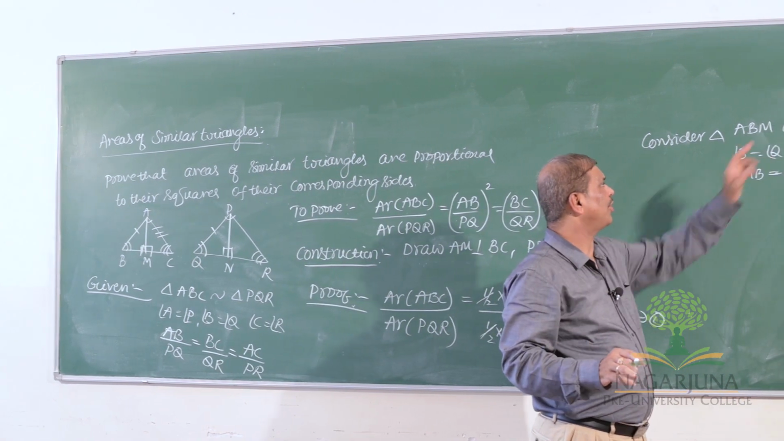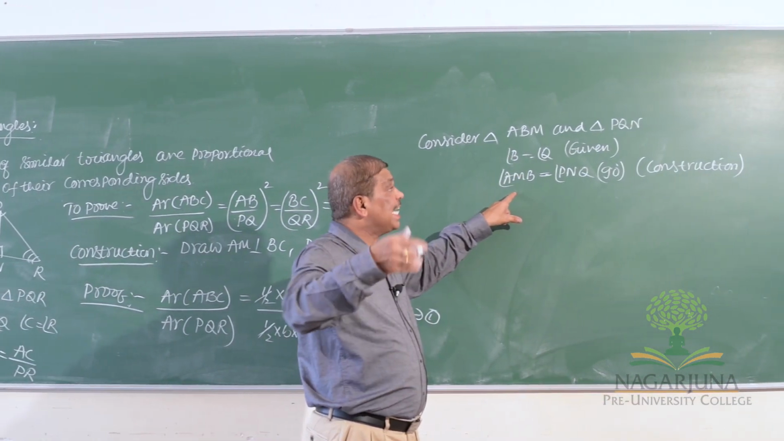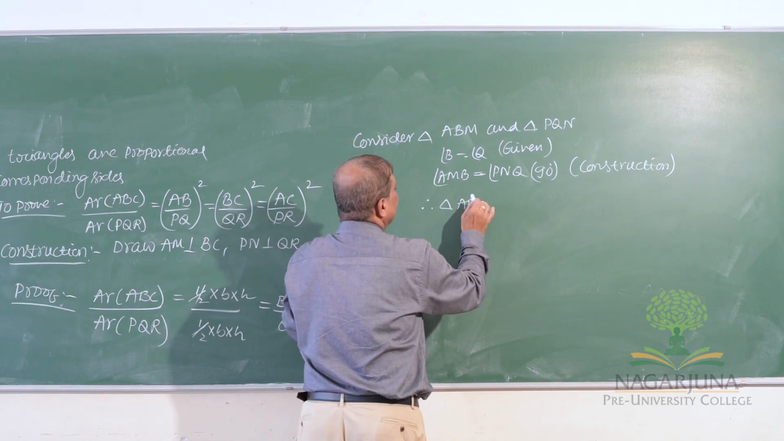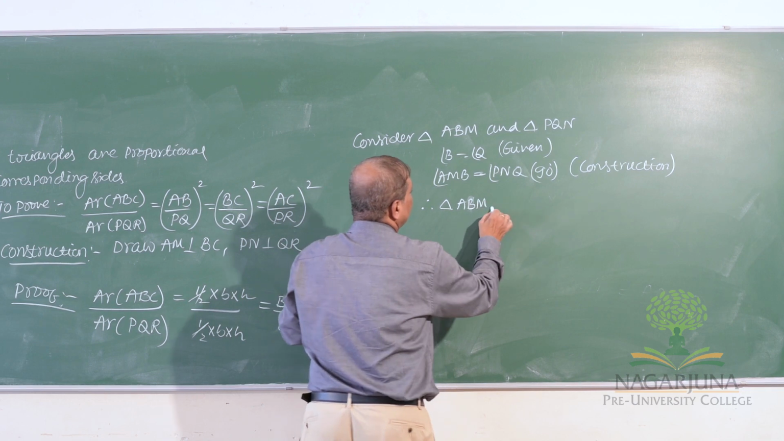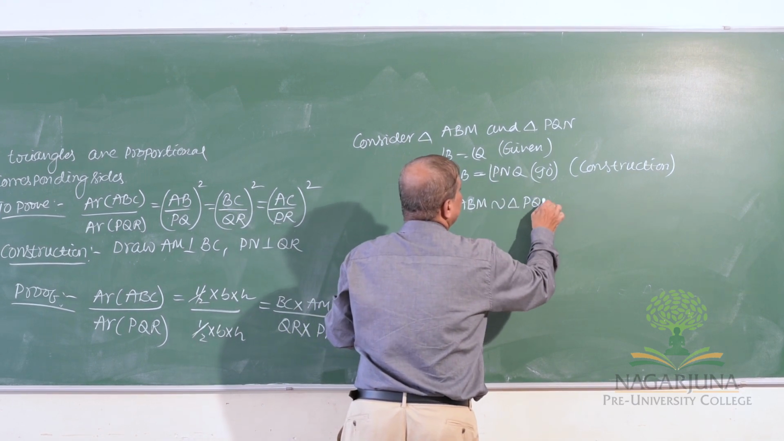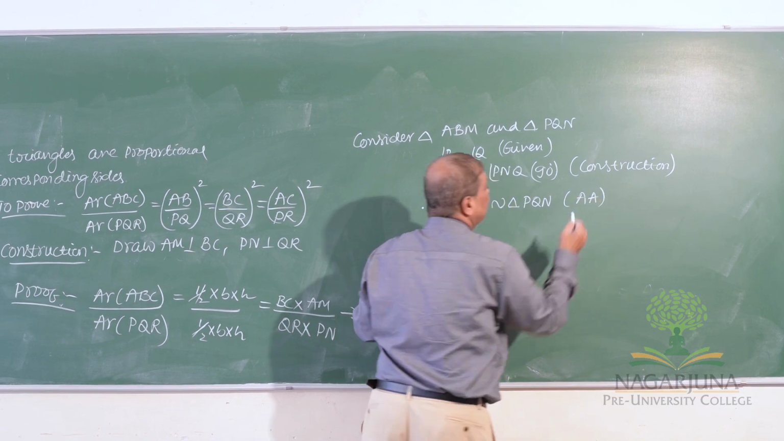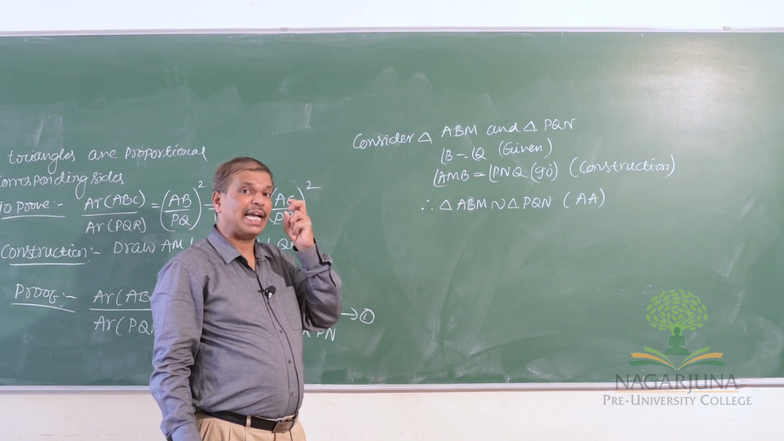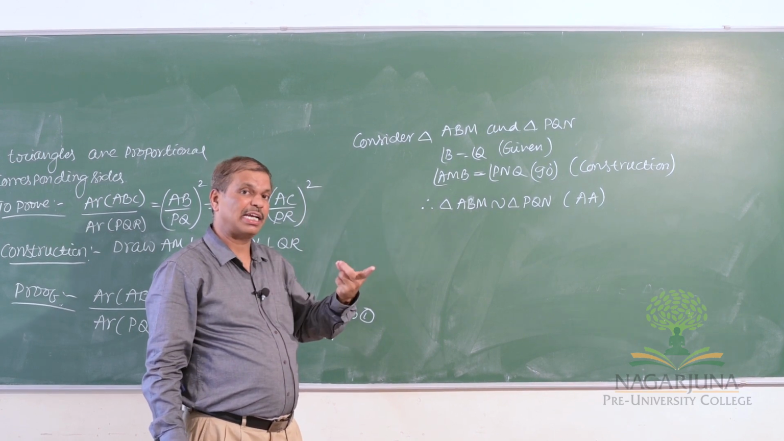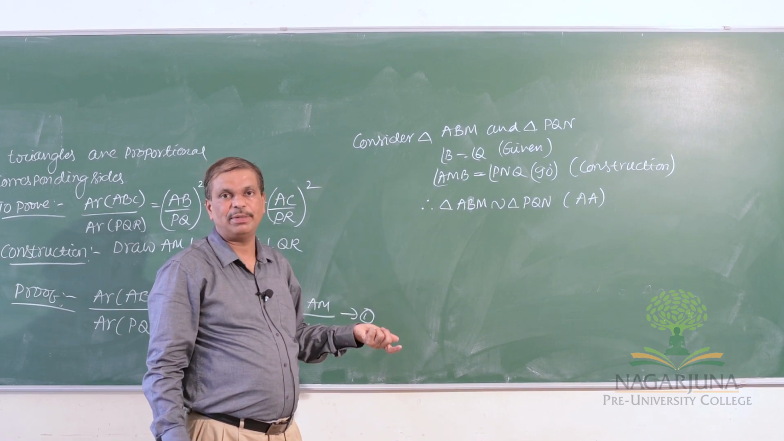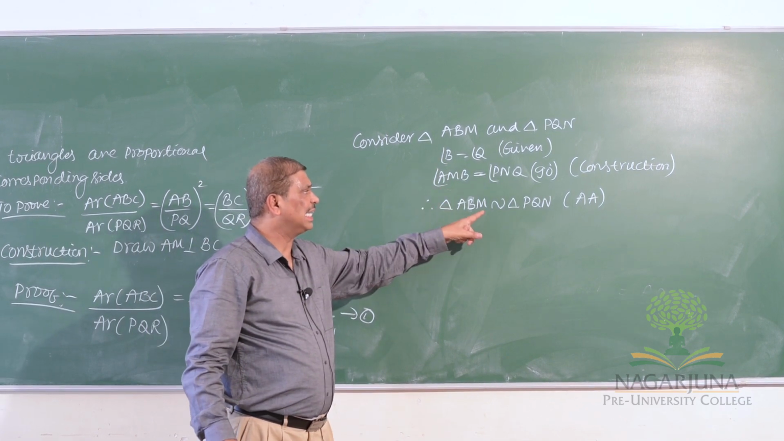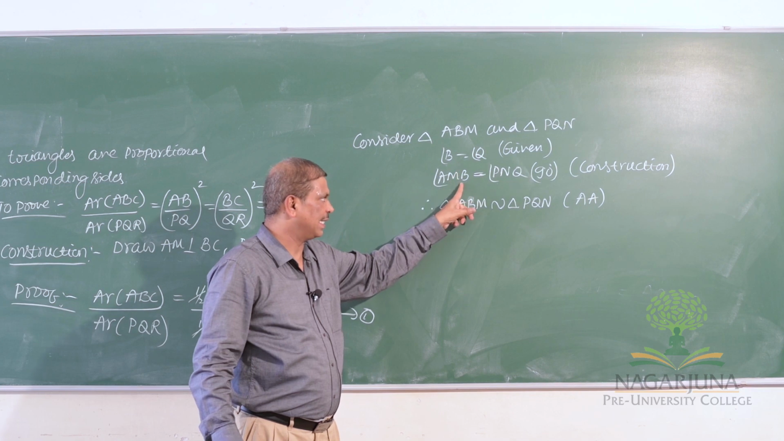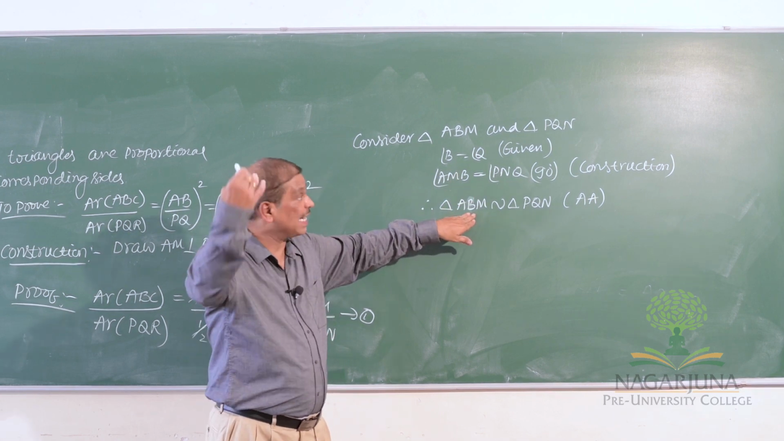See, in two triangles, two angles are equal. AA similarity criteria. Therefore, triangle ABM is similar to triangle PQN. What is the reason? AA similarity criteria. What is the AA similarity criteria? In two triangles, if two corresponding angles are equal, then the triangles are similar. So here two angles are equal and the triangles are similar, their corresponding sides are proportional.